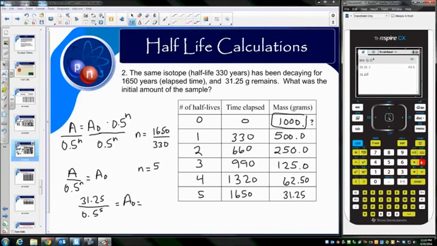31.25 divided by 0.5 caret 5. 1,000. Our original mass was 1,000 grams. So we did that with the table and with the formula.